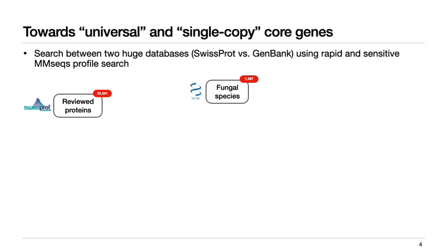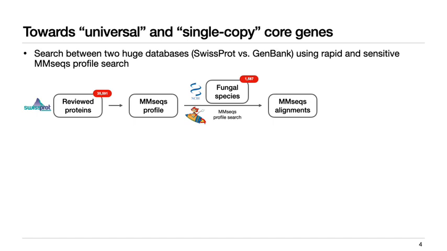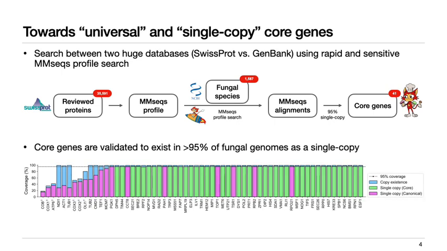To computationally derive universal and single copy core genes, we had to search between two huge databases, SwissProt and GenBank. This could be done by using MMseqs profile search, which is a rapid and sensitive tool for sequence profile alignment. For this, we generated MMseqs profiles from SwissProt proteins and searched them against GenBank assemblies to generate alignments. From these alignments, we could define 41 genes that are present in more than 95% of the species as a single copy. Core genes were then validated to exist in more than 95% as a single copy from the assemblies that we didn't use in the previous step.